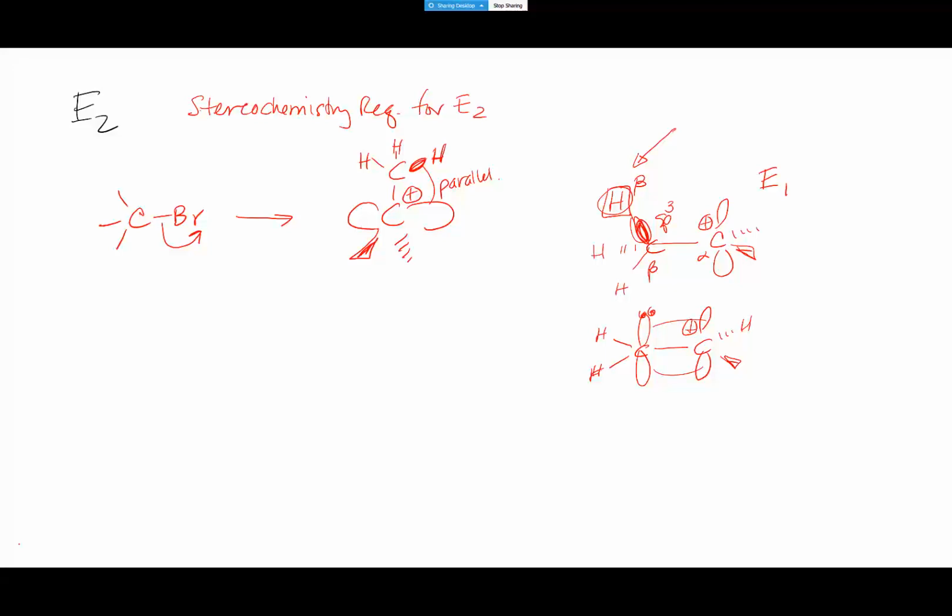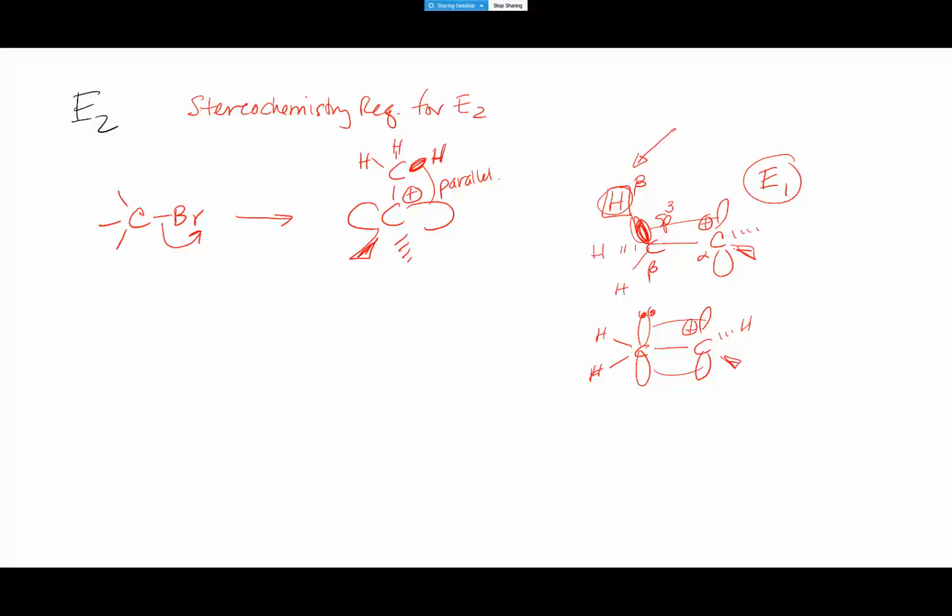Now, that's different than E2. So this is E1, so that means the hydrogen could be parallel to the top orbital, or it could be down here parallel to the empty orbital. That's going to have a huge implication when it comes to rings. Because if I'm going to do an E2 reaction or an E1 reaction on a ring, then I need to know, am I going to lose the beta hydrogen that's cis or trans to the leaving group?